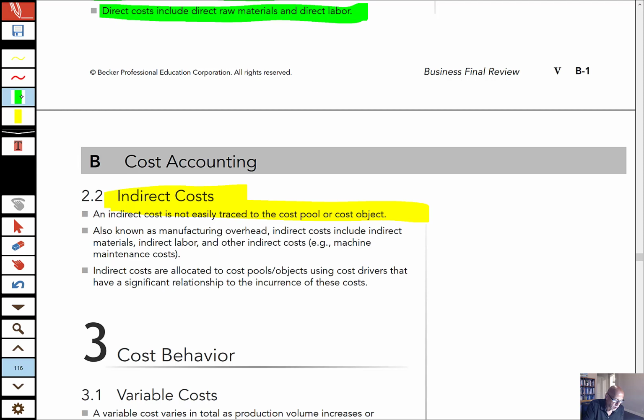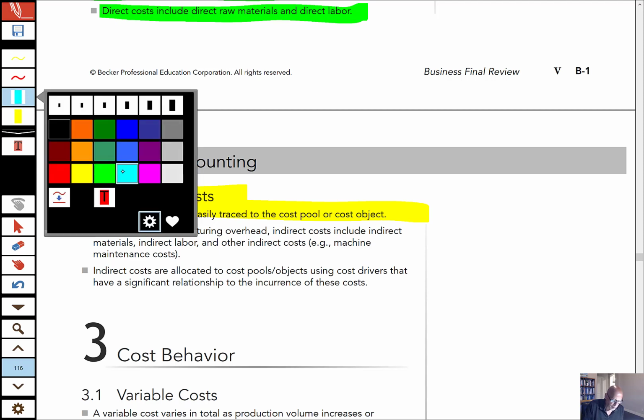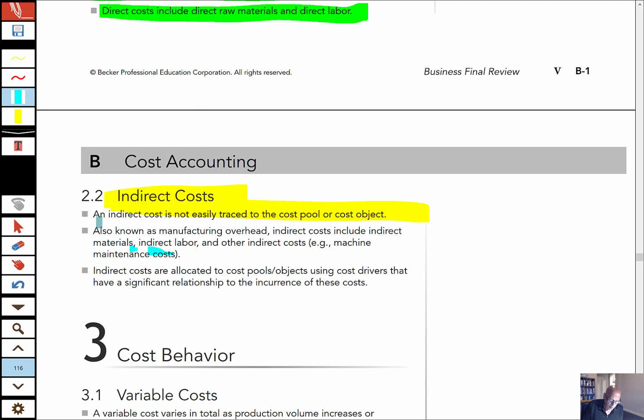Okay, so let's take a look here at some examples of indirect costs. Some things are easy to know that they're indirect because we put the word indirect in front of them, such as indirect materials, indirect labor, and then you have the other indirect costs, such as machine maintenance costs. Let's recall a couple of the indirect costs that we talked about a little bit.